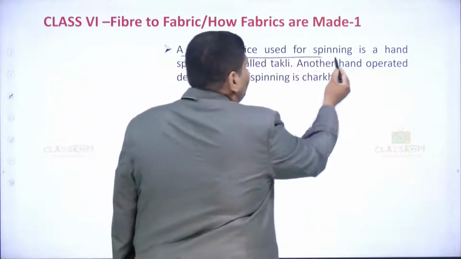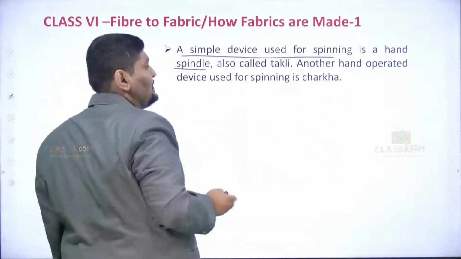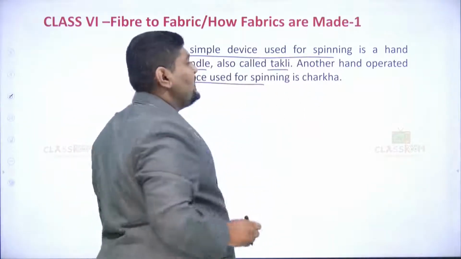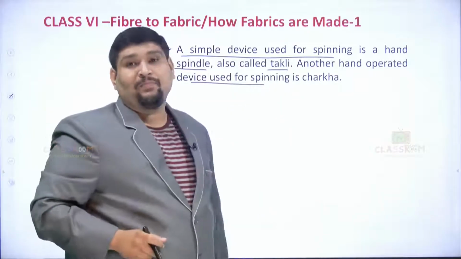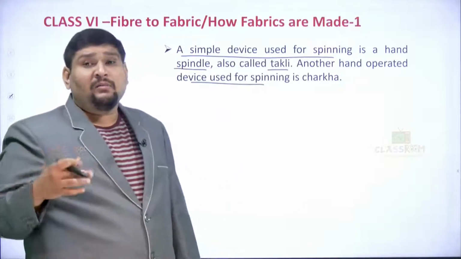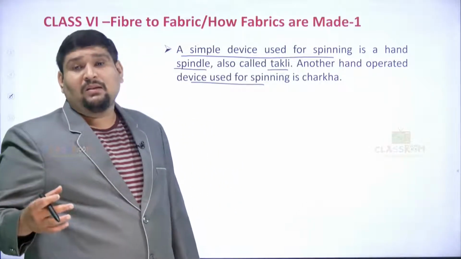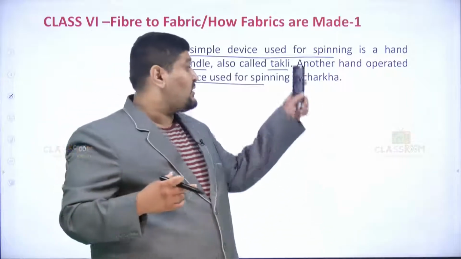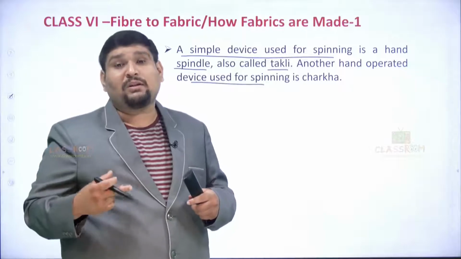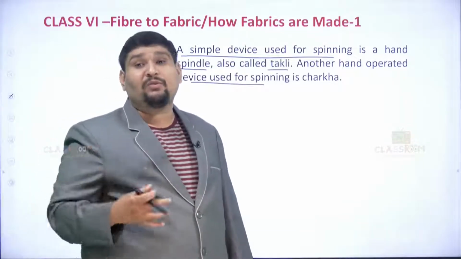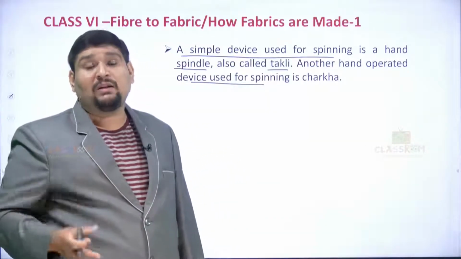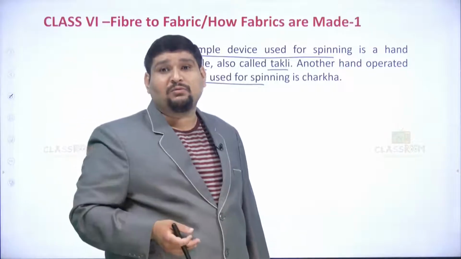A simple device used for spinning is a hand spindle, also called takli, and another device used for spinning is called the charkha. I think you might know about this, children. Even in social science you will be learning in your social studies how Mahatma Gandhi used this charkha to prepare fabric during British times, when our country was facing a lot of trouble from the Britishers during the independence period. This was also one part of the movement that Gandhiji started, so we are going to discuss that as well.